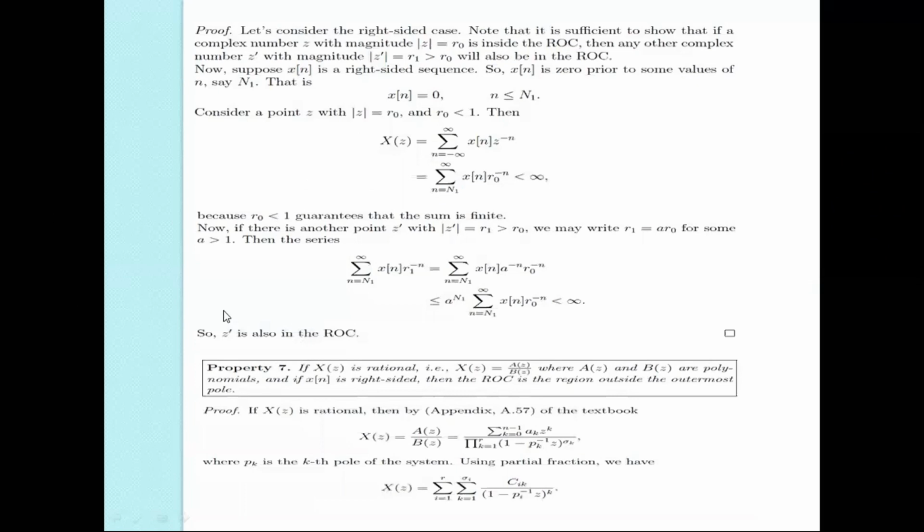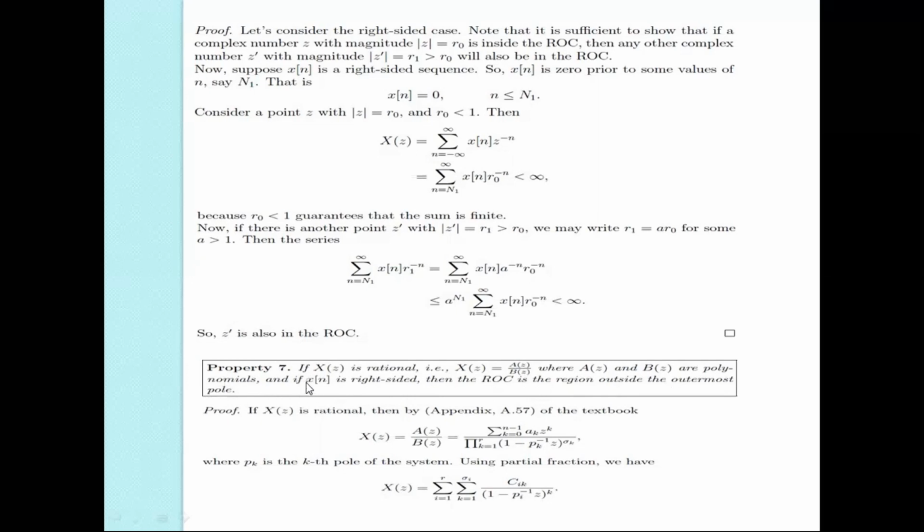7th property saying here, if X(z) is rational, X(z) is equal to A(z) in the numerator and B(z) in the denominator, where A(z) and B(z) are polynomials. And if x(n) is a right-sided sequence, then the ROC is a region outside the outermost pole.